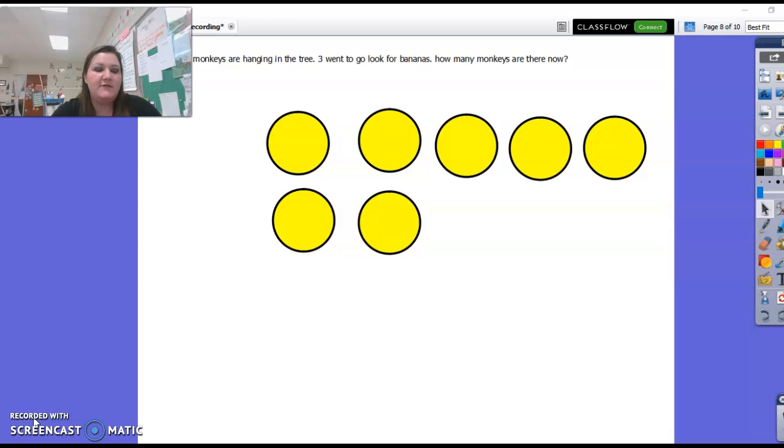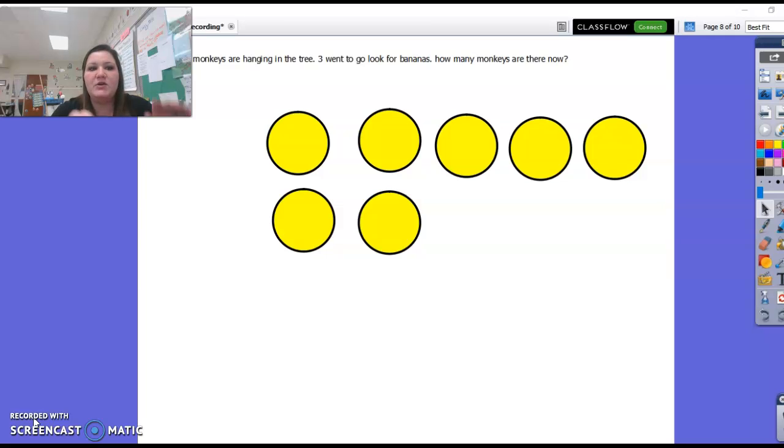Okay, now that you've gotten your things, I want you to help me figure out this problem, okay? There are 7 monkeys hanging in the tree. 3 went to go look for bananas. How many monkeys are there now? So let's break this word problem apart.